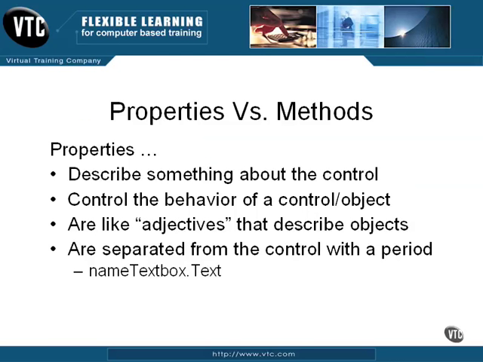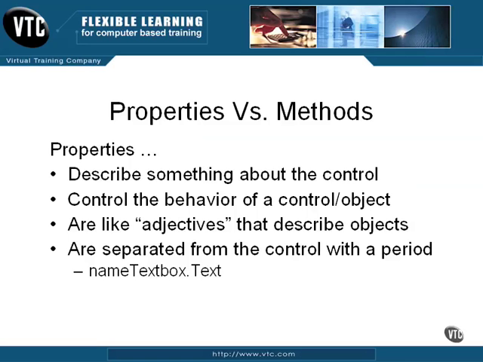We need to take a moment to understand the difference between properties and methods. We have seen that properties are associated with the various controls. Properties describe something about that control. It could be the size of the control or the color of the control. To some extent, properties can control the behavior of a control or object.